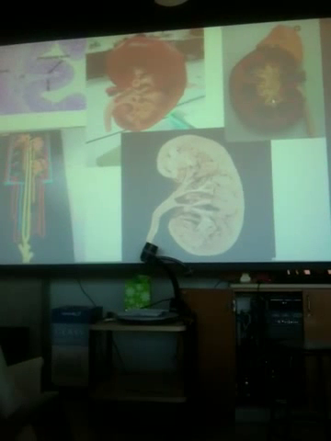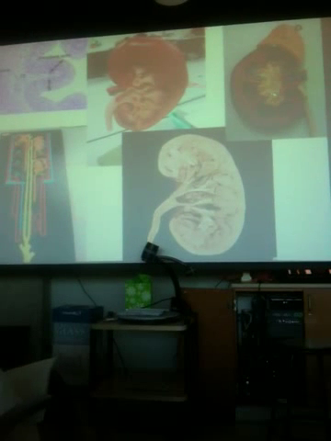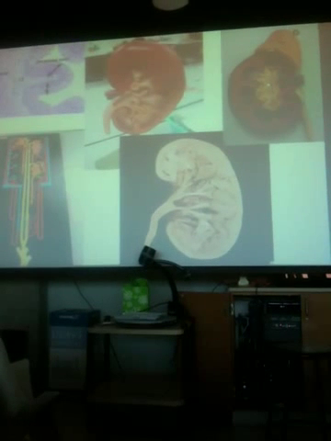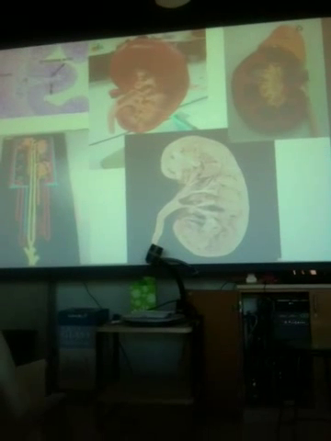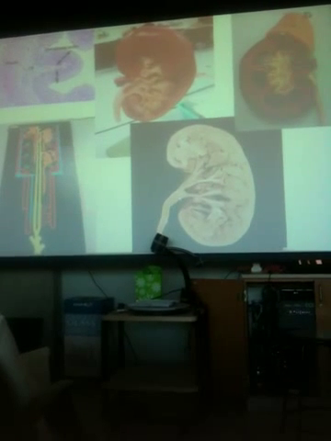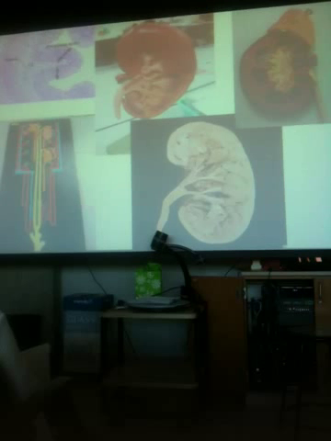And where minor calyces come together, you have a major calyx right here. And then, of course, the major calyces dump into the pelvis. What is this thing right there? Ureter. And there's the ureter right there.